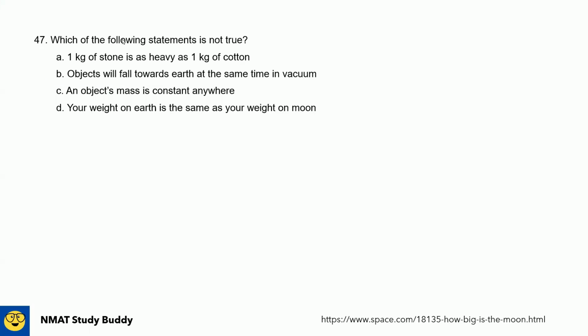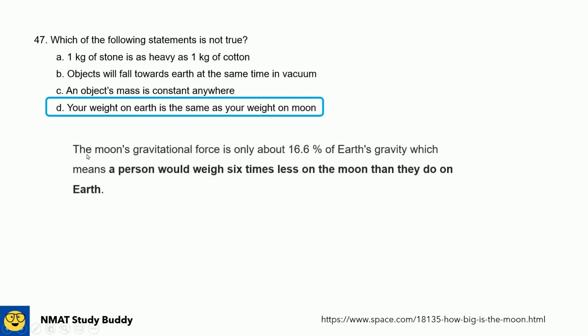Number 47, which of the following statements is not true? The correct answer here is letter D. Your weight on Earth is the same as your weight on Moon. Sabi dito, the Moon's gravitational force is only about 16.6% of Earth's gravity, which means a person would weigh 6 times less on the Moon than they do on Earth. So, ibig sabihin yan, kapag nasa Moon ka, mas mababa yung weight mo or yung timbang mo compared kapag nasa Earth ka due to the difference in gravitational force.